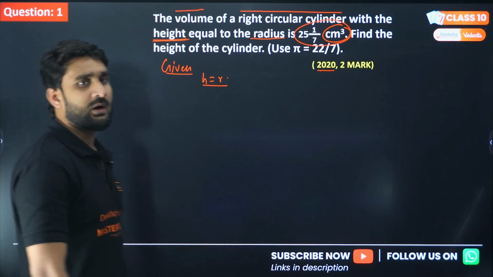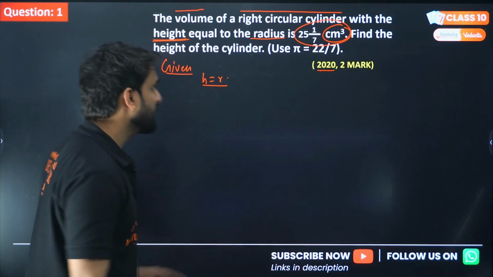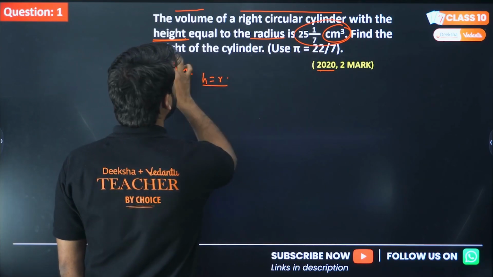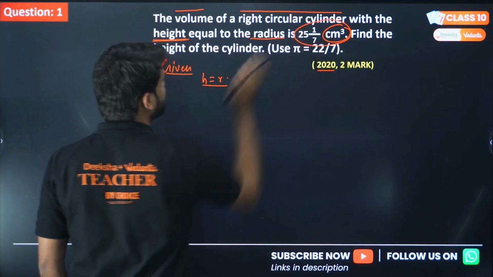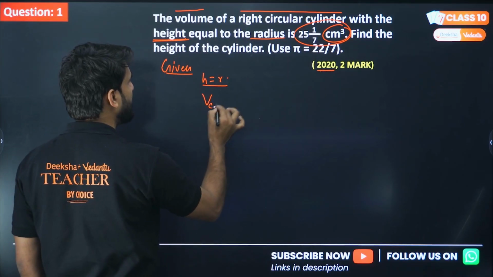Height equals to... one thing is given here, right? And we have to find out the height. We have to find out the height of the cylinder, and the value of volume is given here. So we know volume of cylinder is what?